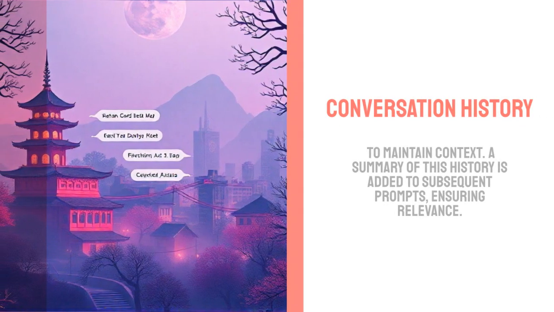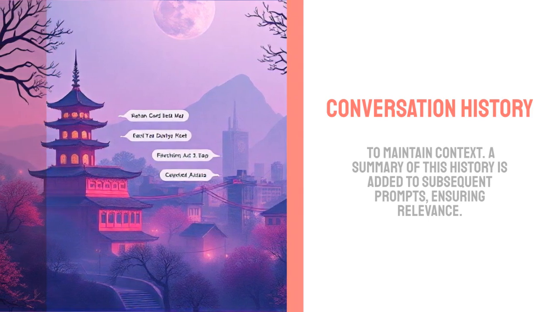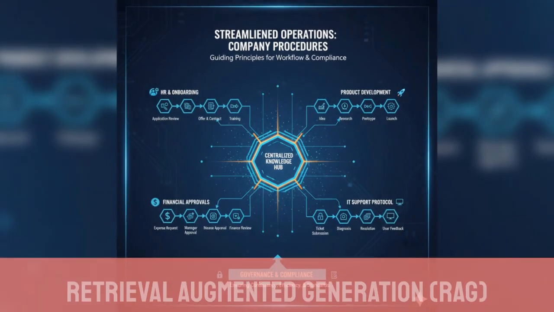Conversation history. Generative AI tracks conversation history to maintain context. A summary of this history is added to subsequent prompts, ensuring relevance.